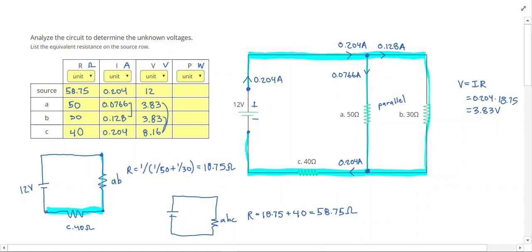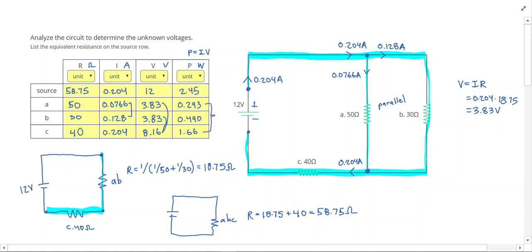Alright, lastly, to calculate the power, I can just use the equation P equals I times V. So 0.204 times 12 gives me a total power output from the source of 2.45 watts. 0.0766 times 3.83 gives me 0.293 watts for the power dissipated at A. 3.83 times 0.128 gives me 0.490 for the power at B. And lastly, for the power at C, 0.204 times 8.16 gives me 1.66 for the power dissipated at C.